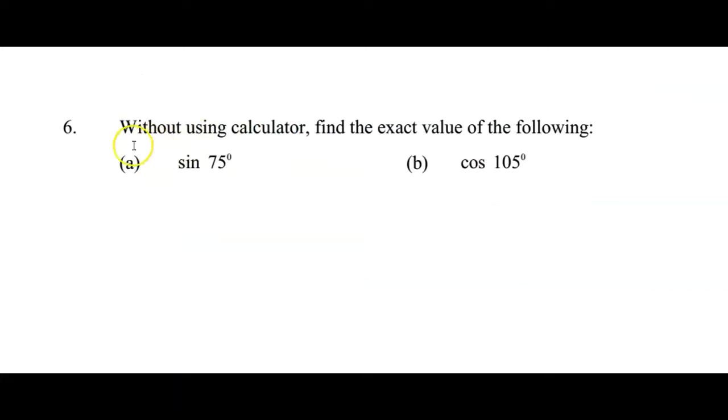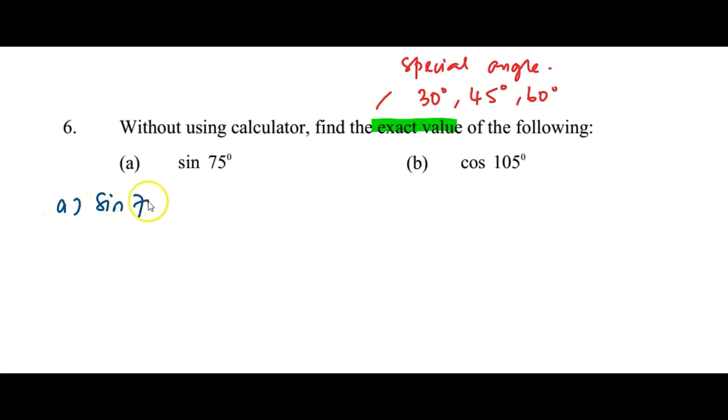For this question, again, without using a calculator, we need to find the exact value of the following. That means you need to relate it with the special angles. The special angles that we have are 30, 45, and 60 degrees. So the first question, we need to find sine of 75. I'm going to see which of the special angles can be combined with addition or subtraction to get 75. So for 75, I choose 30 plus 45. That forms the 75, and here you can see this is a compound angle.